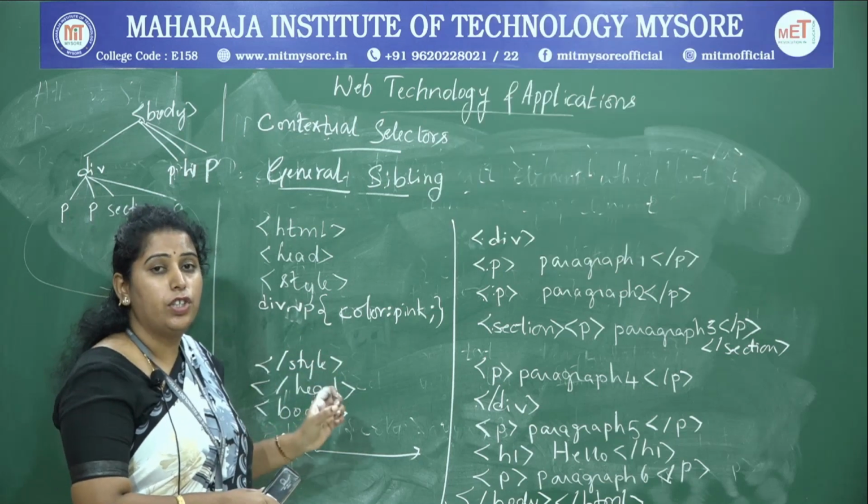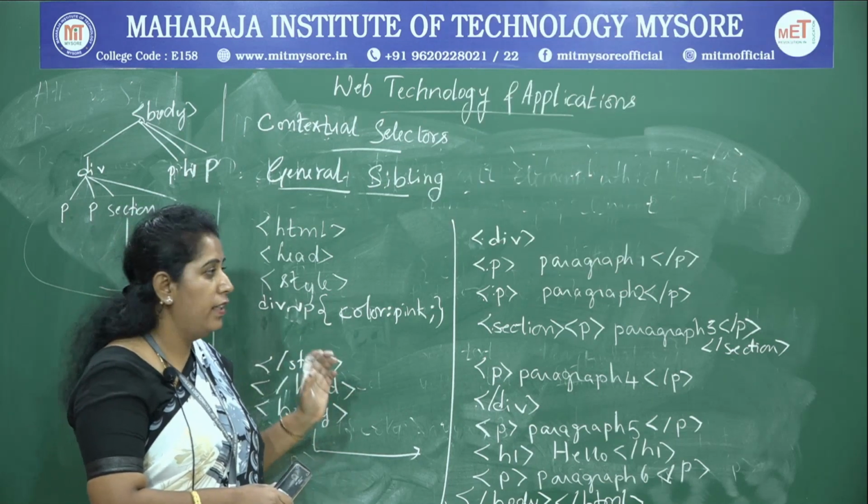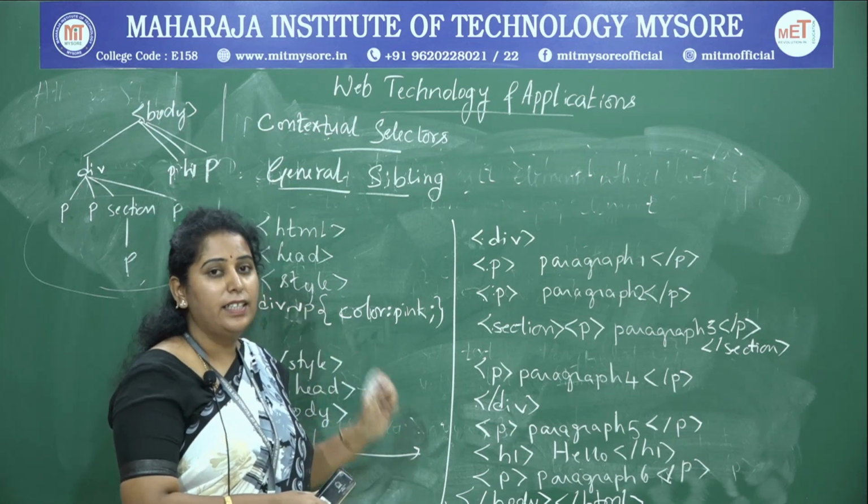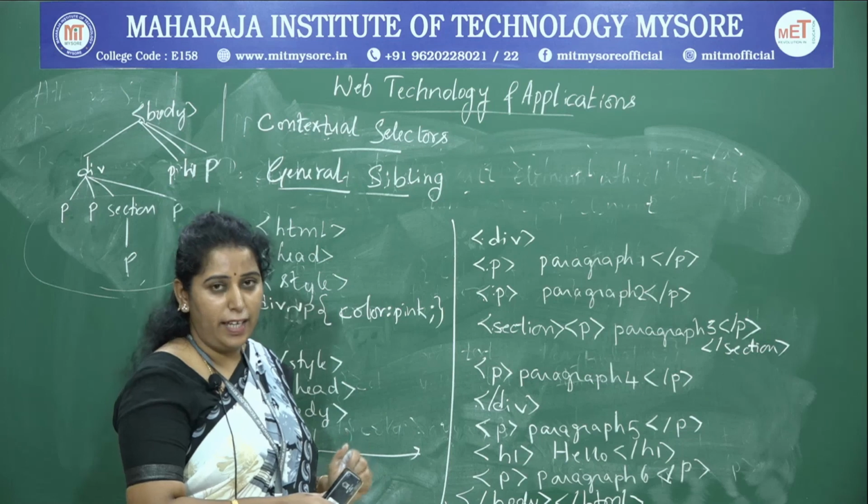This is what contextual selectors are. I think if you work on these examples, you will understand clearly. Okay? Thank you everyone.